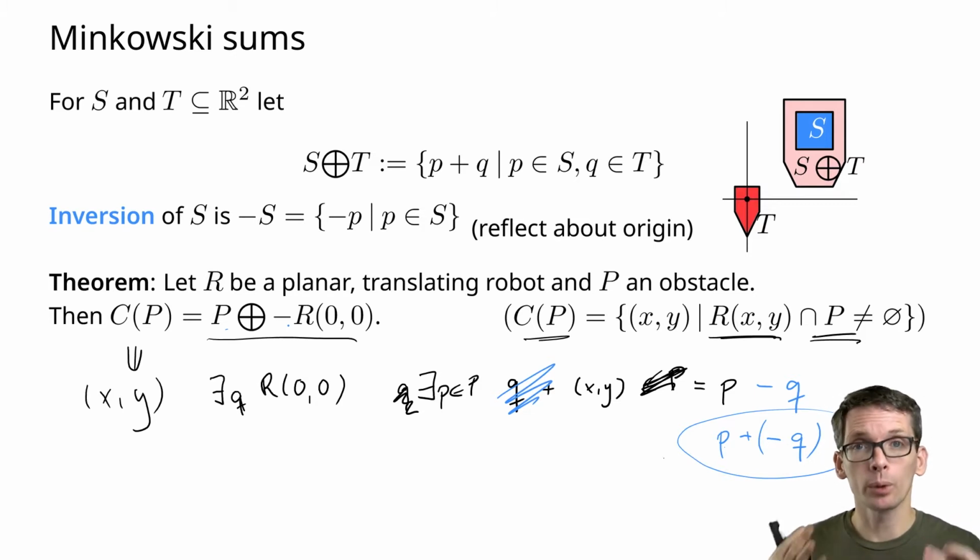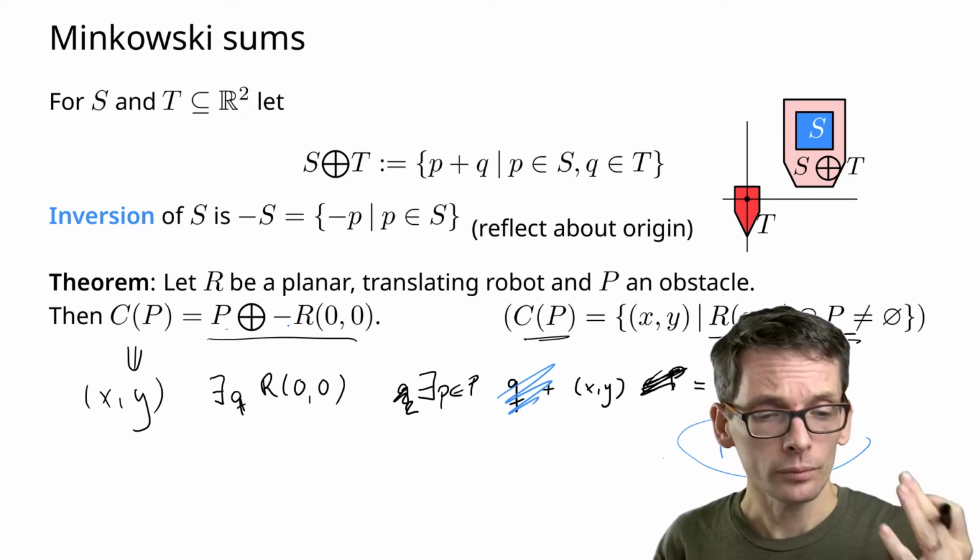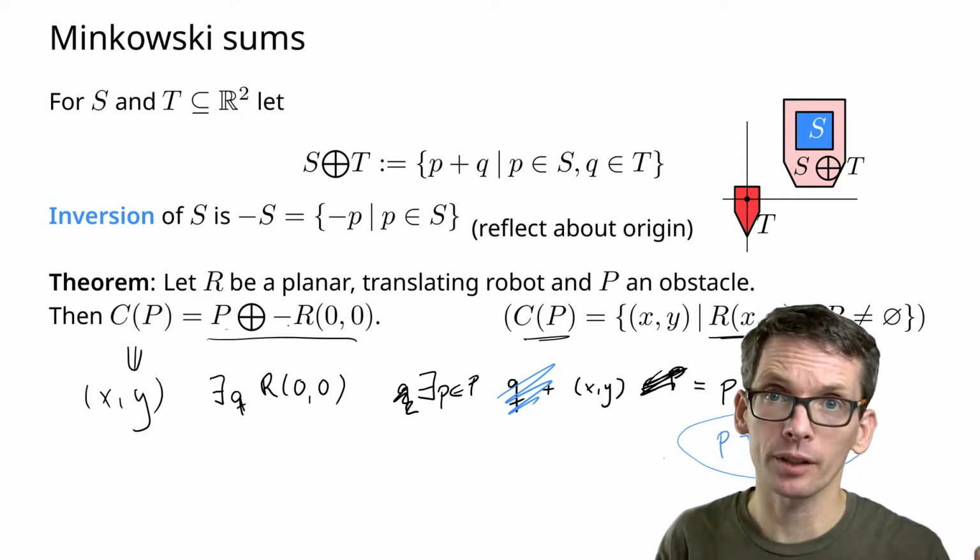So we now know that we can describe the forbidden space as a Minkowski sum. That means we can also compute the forbidden space if we can compute Minkowski sums. And for this, we're going to make some observations about Minkowski sums.